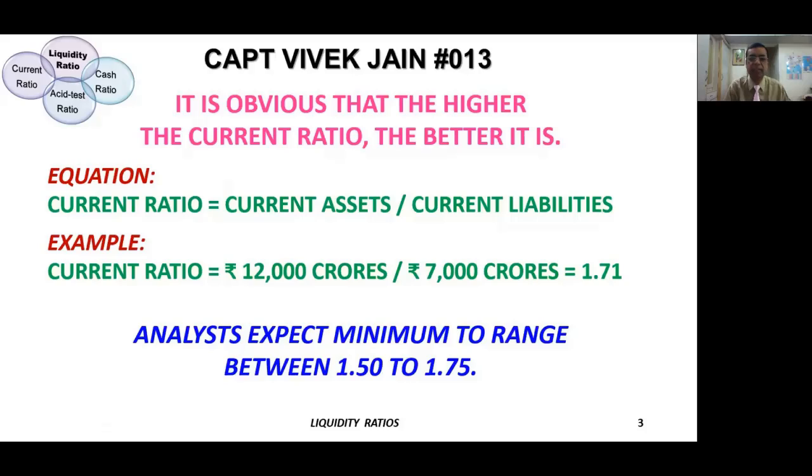It's as simple as that. The example is given here. If the current assets of a company total 12,000 crores and the current liabilities are 7,000 crores, then this current ratio would be 12,000 crores divided by 7,000 crores, which works out to 1.71. For your guidance and information, good financial analysts expect a minimum range of 1.50 to 1.75. Some very, very good companies have even higher current ratios.